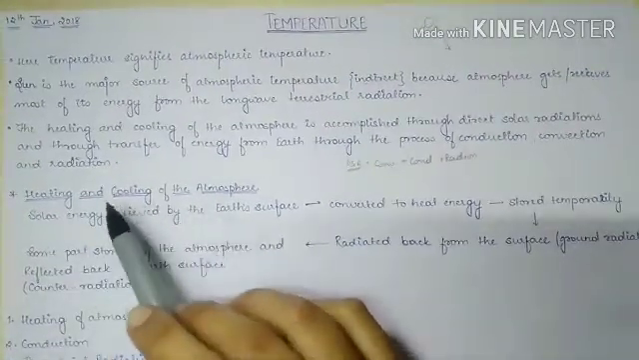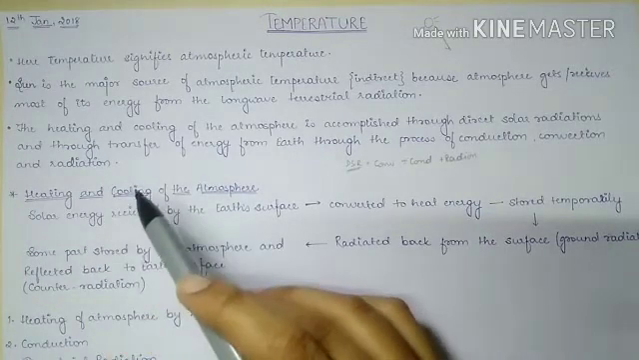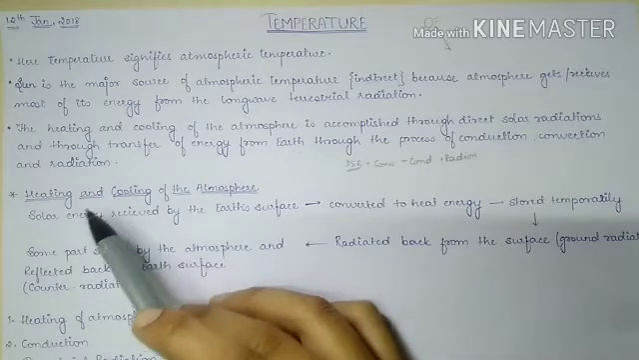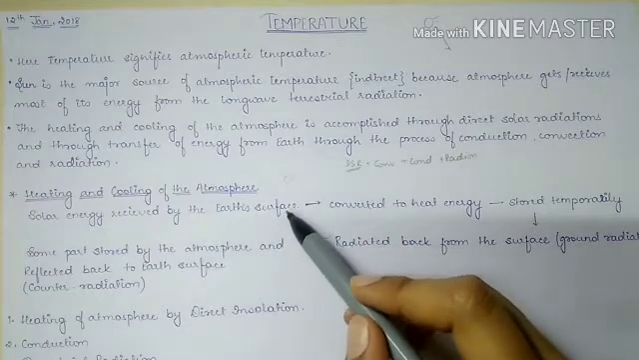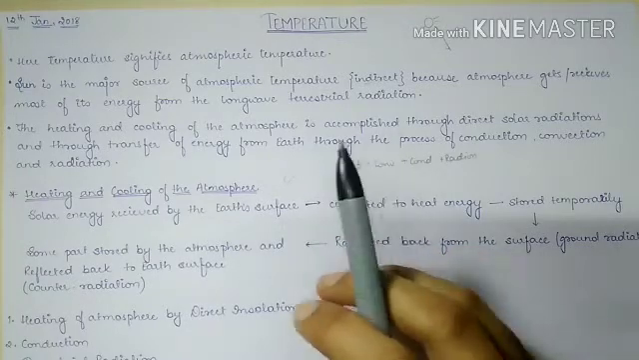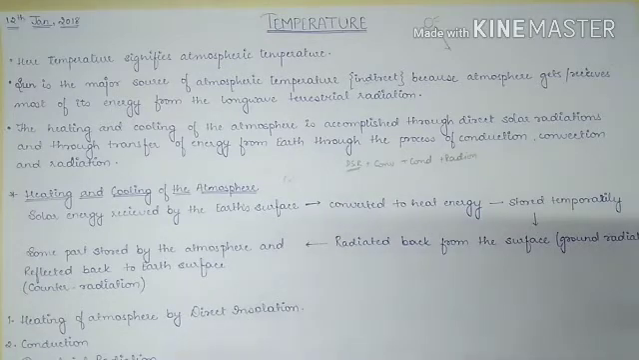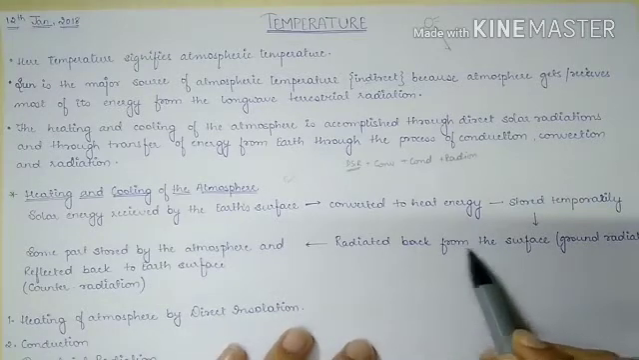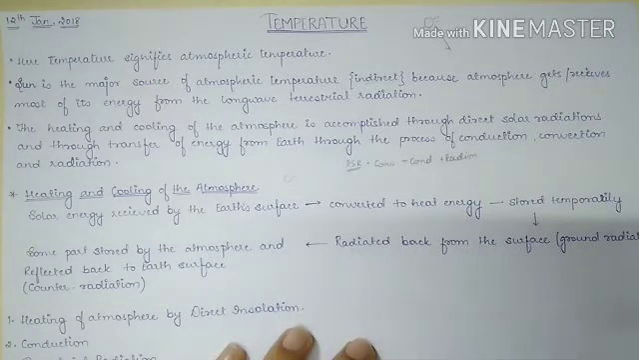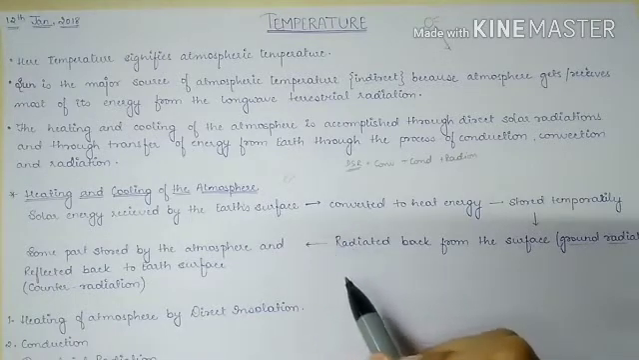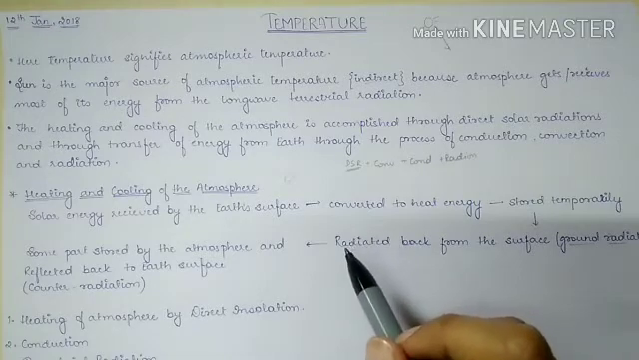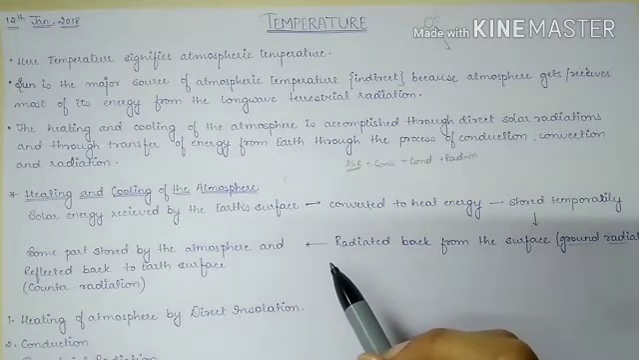So how does the atmosphere get heated up or cooled down? The process is like this: first the earth's surface receives solar energy. This energy is converted into heat energy and it is stored temporarily. After some time it is radiated back from the surface, and this radiation given back from the surface is known as ground radiation. But some part of this radiated energy is stored by the atmosphere. How is it stored by the atmosphere?